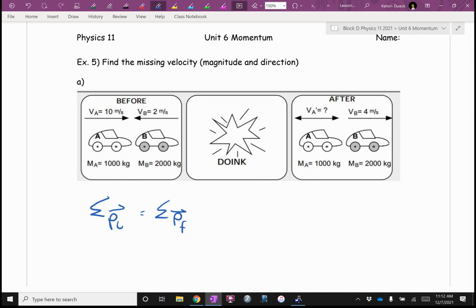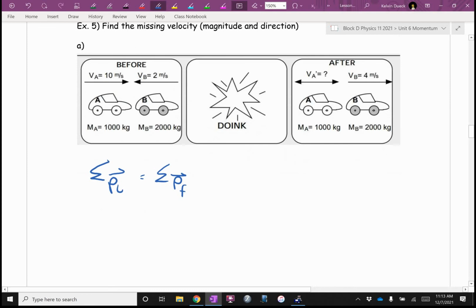I looked at the picture. It looks like they've labeled these mass A and mass B. Zach, before the collision, what was moving? Mass A, mass B, or both? Stuck together or separate? So I'm going to have the momentum of car A initial and the momentum of car B initial.